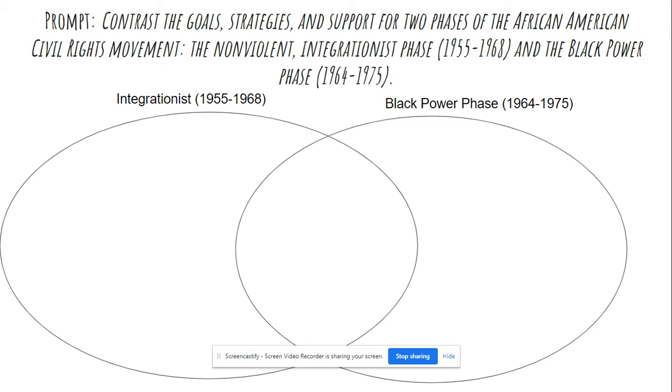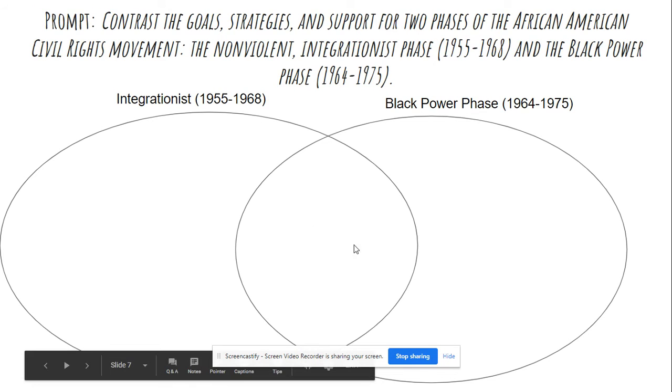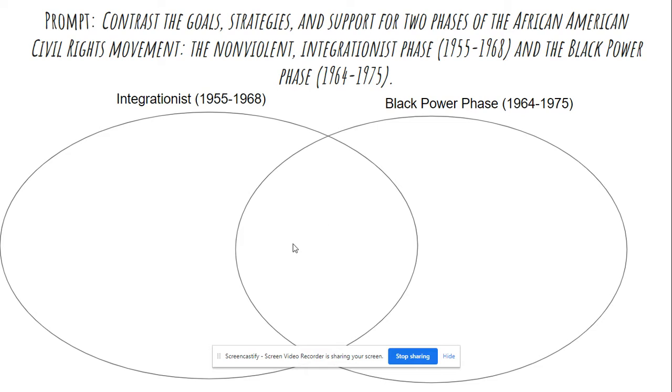This is a good visual we use to try and come to our thesis, right? So do we find that this integrationist phase had the same goals, wanted the same things, had the same level of support and the same strategies as the Black Power phase? Or do we think that these two groups had very, very different goals, strategies, and supports?